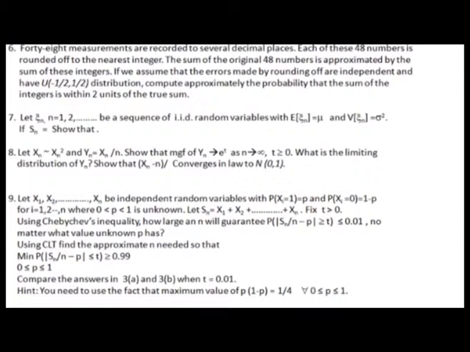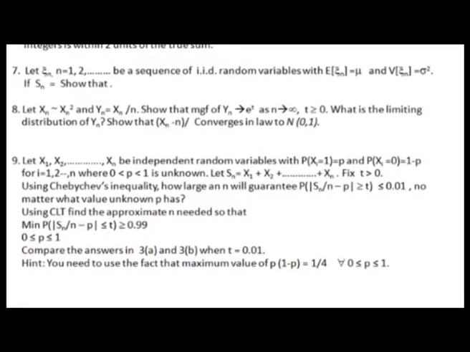So, this is again the central limit theorem. X_1, X_2, ..., X_n are independent random variables with probability X_i equal to 1 being p, and probability X_i equal to 0 being 1 minus p, for i varying from 1 to n. That means the X_i's are identically independently distributed Bernoulli random variables, p is of course between 0 and 1, and it is unknown. So, this is what we have to estimate. Okay, I will get back to this.